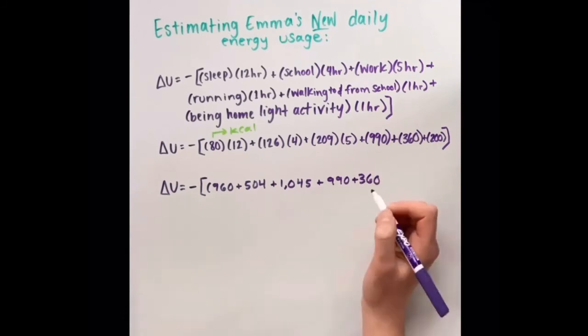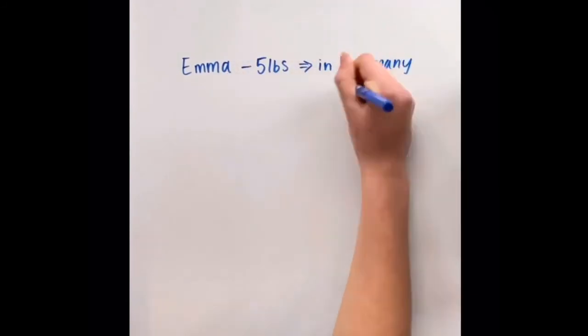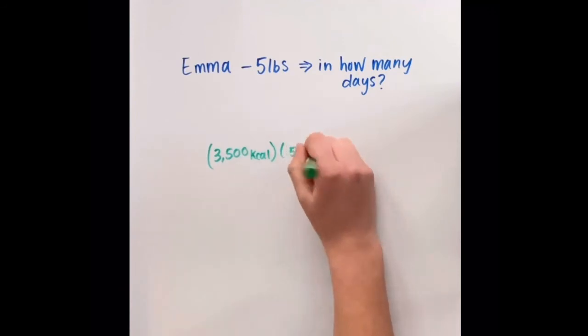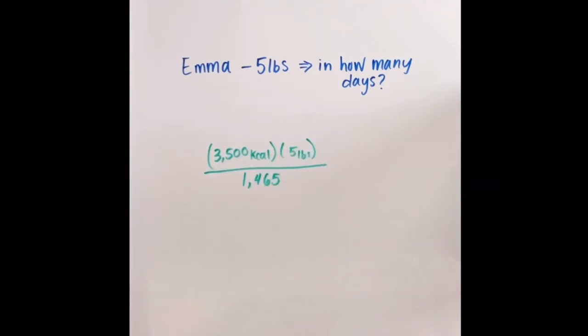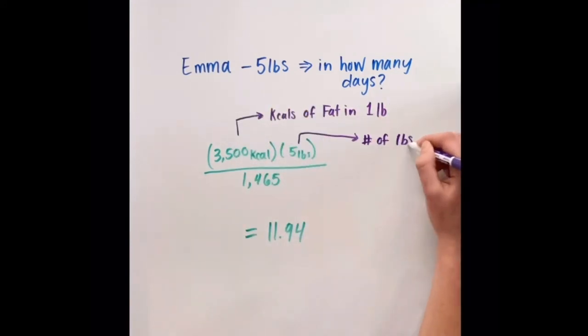As an answer, we found that delta U equals negative 4,059. This means that Emma uses on average around 4,059 kilocalories per day when only doing activities similar to the ones listed. This new routine creates a difference of 1,465 kilocalories from Emma's previous lifestyle.